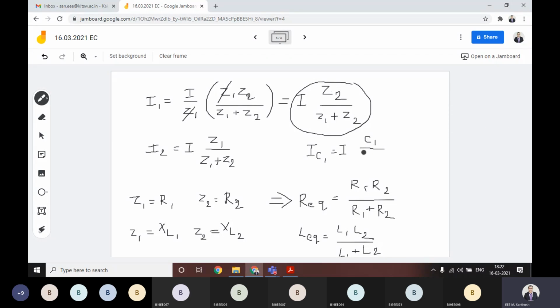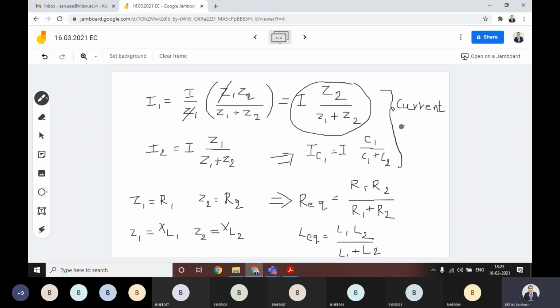That means C1 you will get, not the opposite one. In the case of capacitance you get the same value, but this kind of connection is a parallel connection. I hope it is clear. This kind of rule is called the current division rule. Here what is dividing? Current. These are the formulas for calculation of the current division rule.